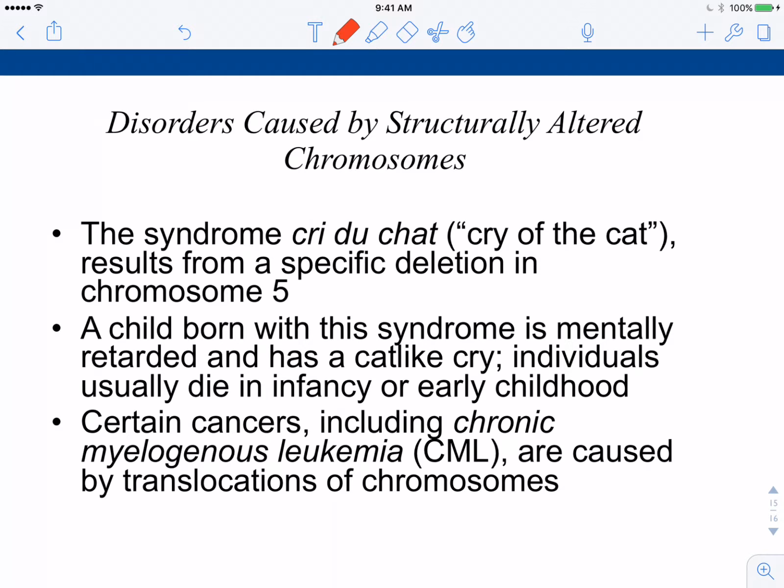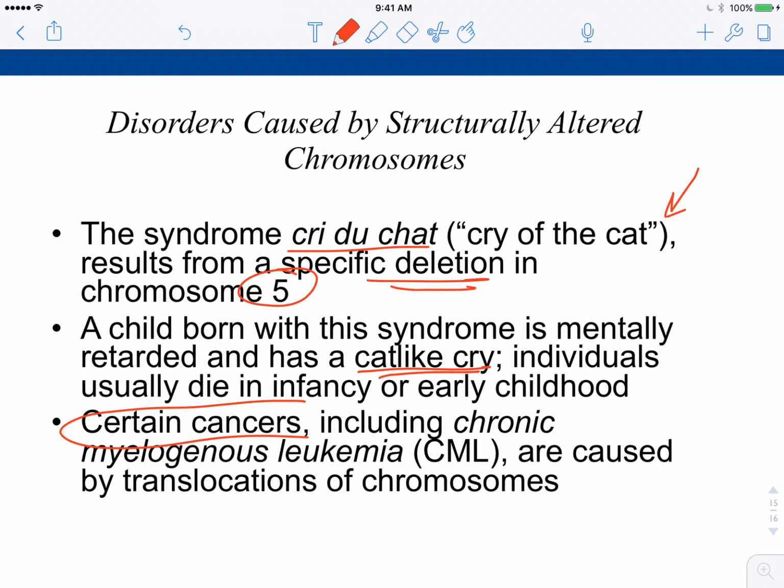Some disorders are caused by structurally altered chromosomes, so the deletion, the inversion, the translocation, that kind of stuff. There's a syndrome called Cri-du-chat, which is cry of the cat, and we'll look at a little video in class about it. Cri-du-chat is a result of a deletion on chromosome 5. Children born with the syndrome are mentally retarded. They have lower than average intelligence and a cry like the sound of a cat. And individuals usually die when they are very young.